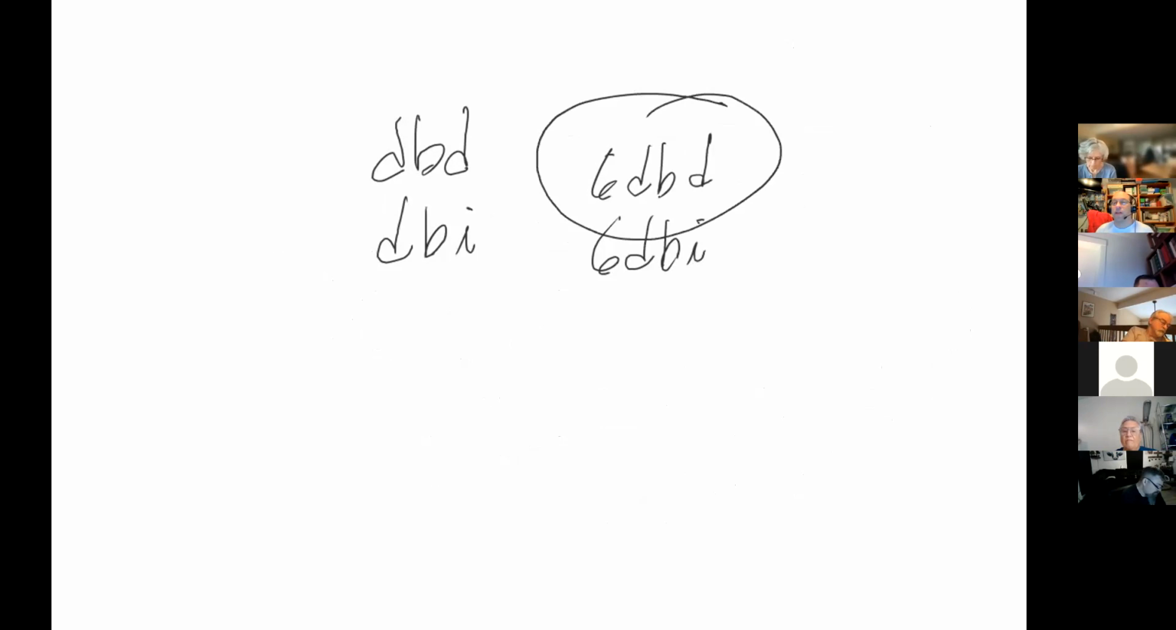If they say 6 dBd versus 6 dBi, 6 dBd is a better antenna, because the I means that it's already about 2 dB weaker in the first place.